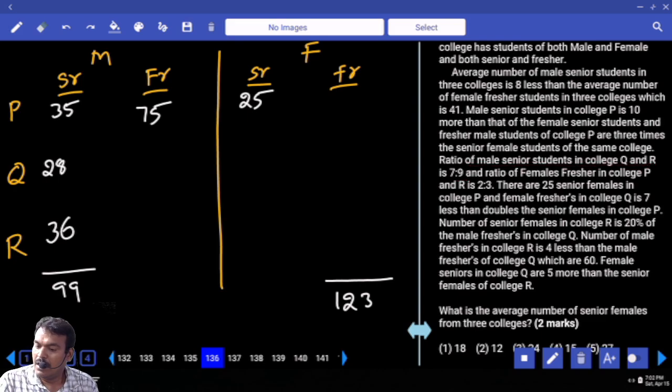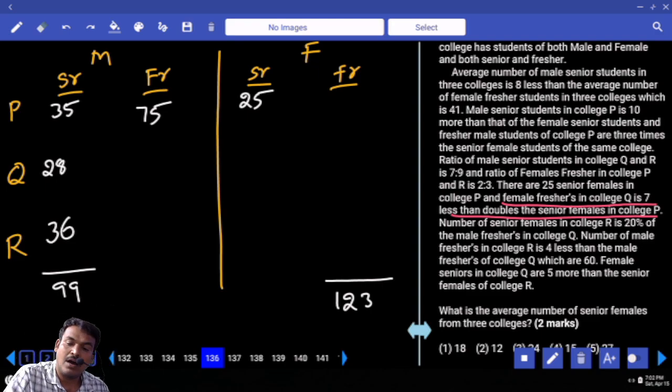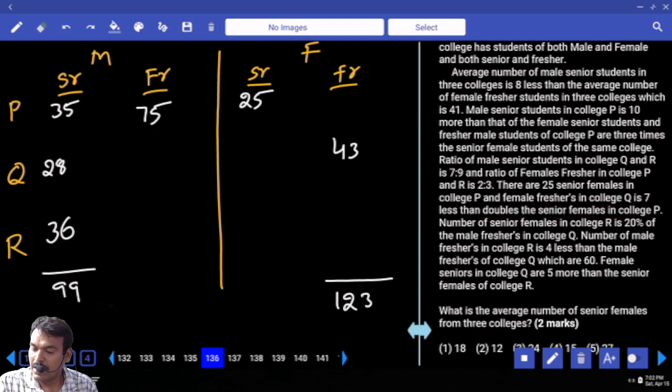Next, and one more, female freshers in college Q is 7 less than which one? Double the senior females in college P. What are the senior females in college P? 25. Double means 50. Compared to 50, 7 lesser means how much? 43. Means college Q female freshers how many members? 43.